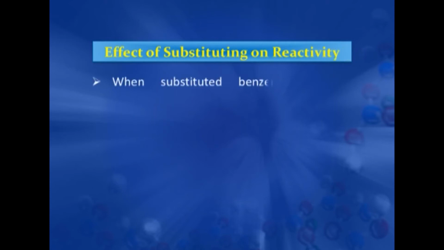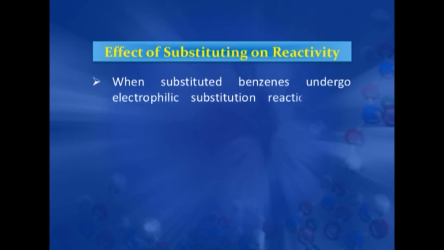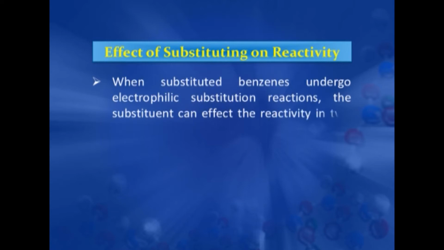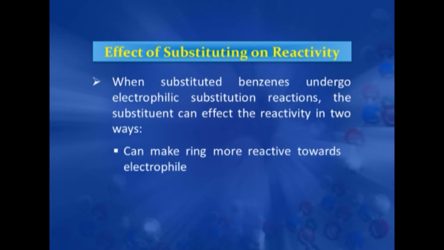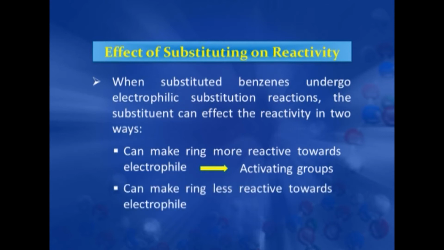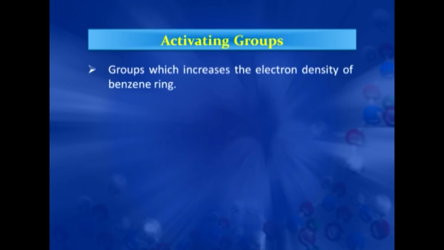When substituted benzenes undergo electrophilic substitution reactions, the substituent can affect the reactivity in two ways. It can make the ring more reactive towards the electrophile, and these types of groups are called activating groups, or it can make the ring less reactive towards the electrophile, and these types of groups are known as deactivating groups. Now, what are activating groups and how do they affect the reactivity of the benzene ring? The groups which increase the electron density of the benzene ring by donation of electrons make the ring more prone to electrophilic attack.